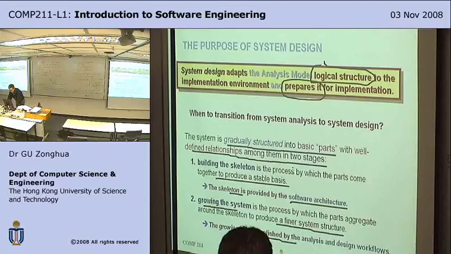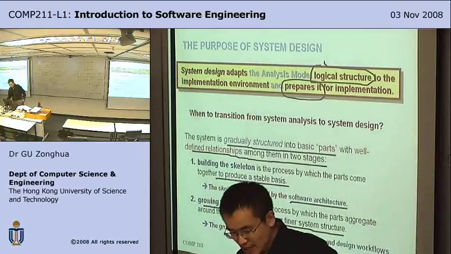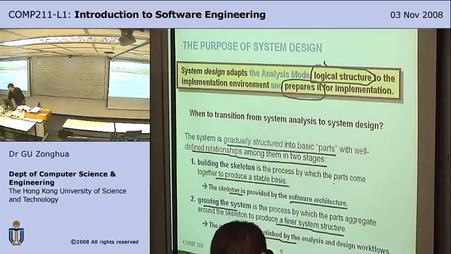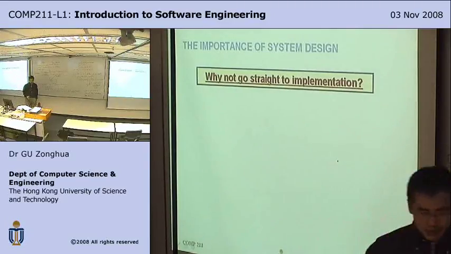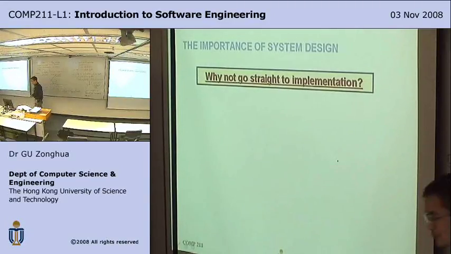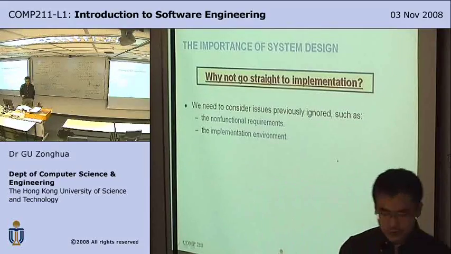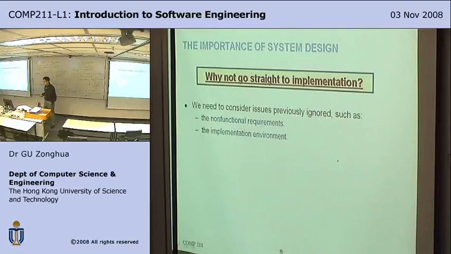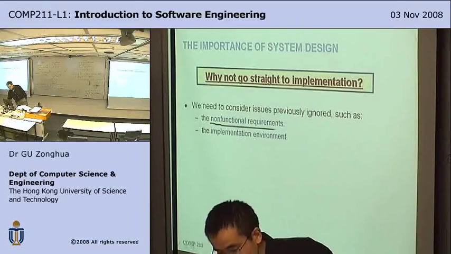So this is really like when you are building a sculpture, you build the skeleton first and gradually add meat to the skeleton. So why not go straight to implementation from analysis without going through the design stage? The reason is that we need to consider issues ignored in the analysis stage, like the non-functional requirements.